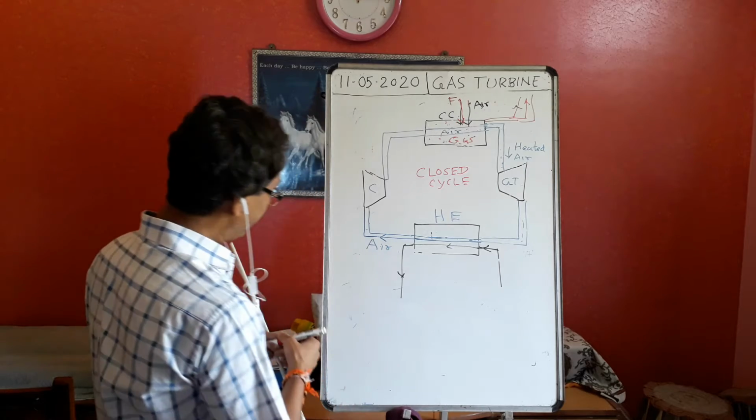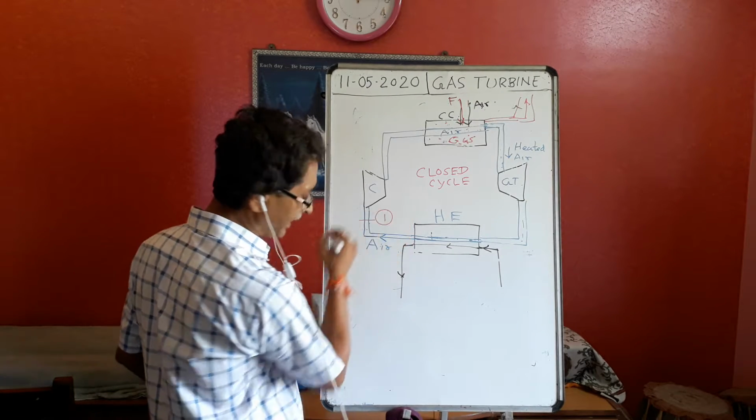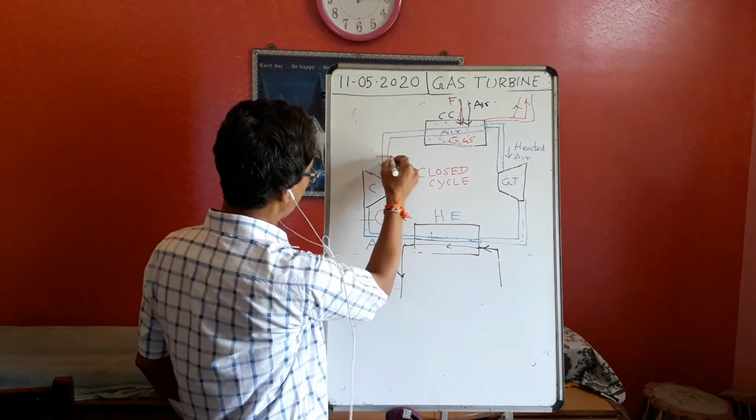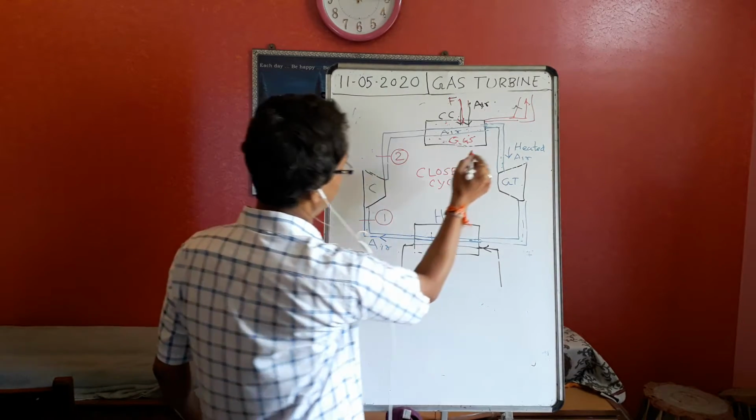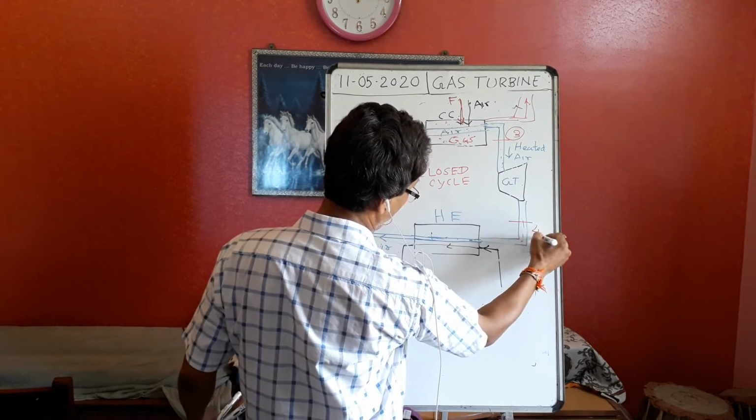Now let us name it. Suppose this point is point 1. Compressor inlet is point 1. Compressor outlet is point 2. Combustion chamber outlet is point 3. And GT outlet is point 4.